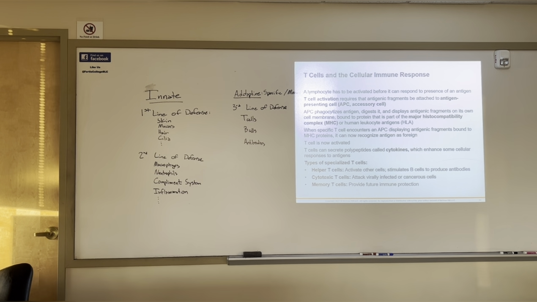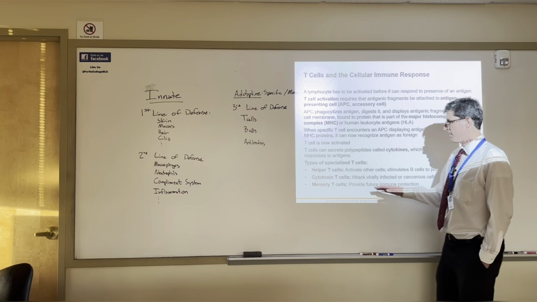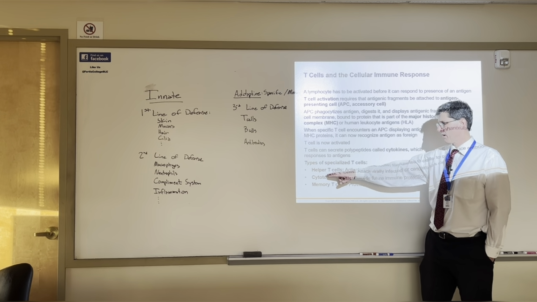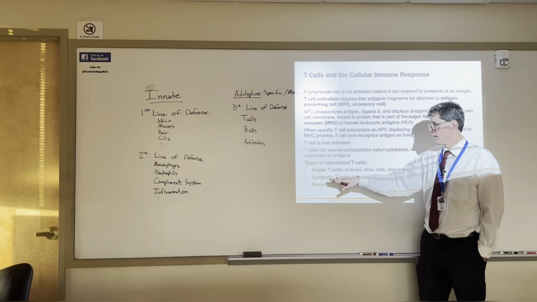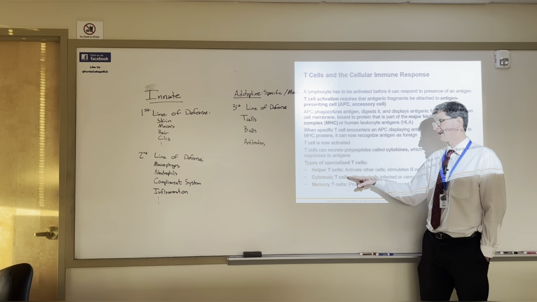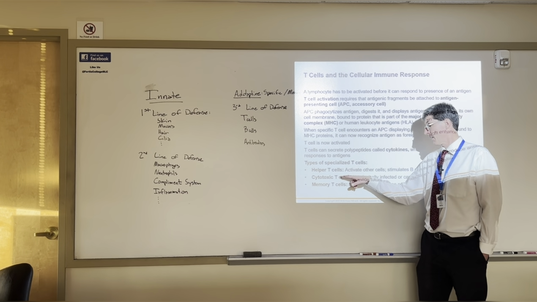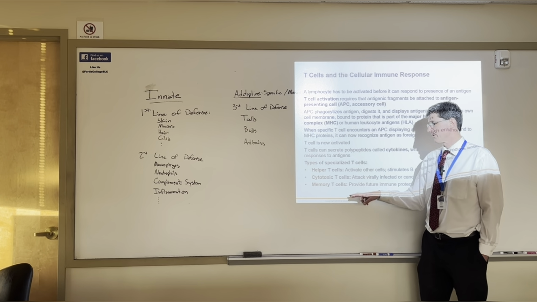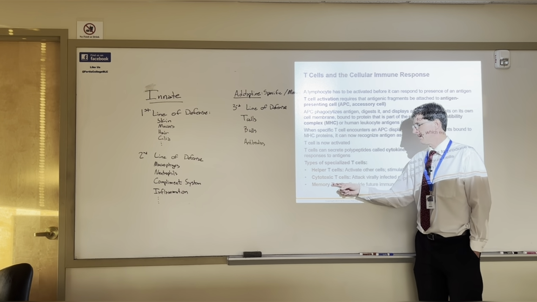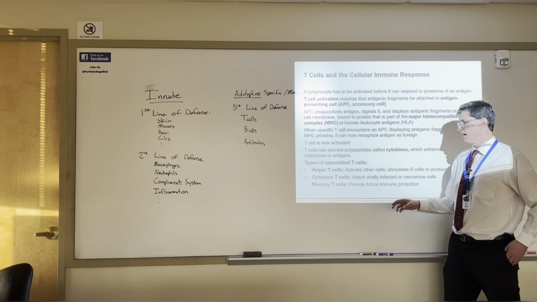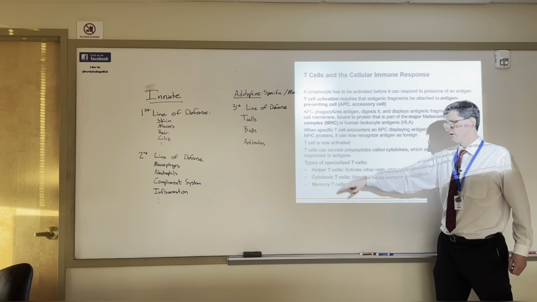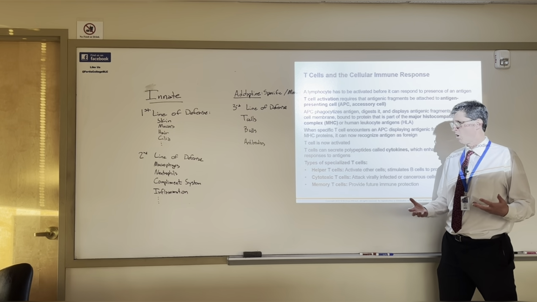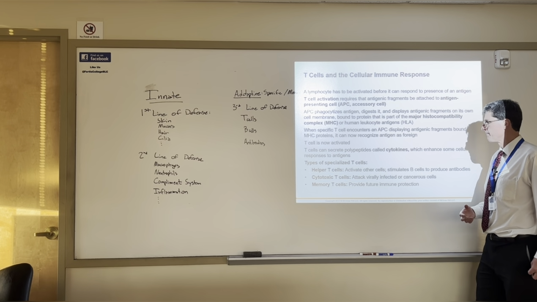Okay, so there are different types of T cells. The three main types of T cells, the ones we're going to talk about in our class, are helper T cells, or CD4, cytotoxic T cells, or killer T cells, or CD8, and then memory T cells. When we look at these three types of cells, they're all subcategories of T cells. And every single one of them is going to have an important part of what the immune system is going to do.